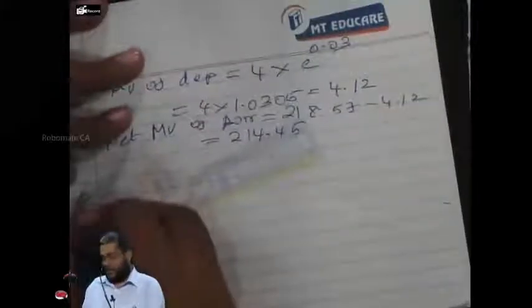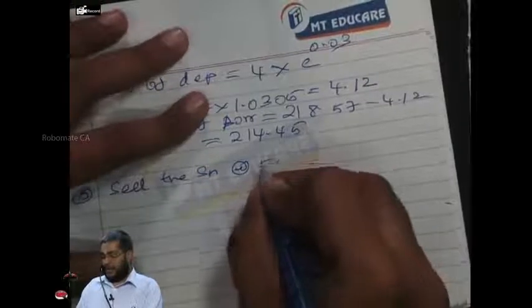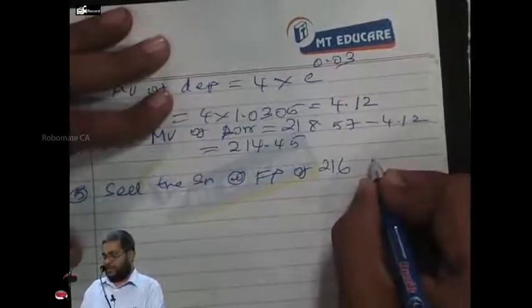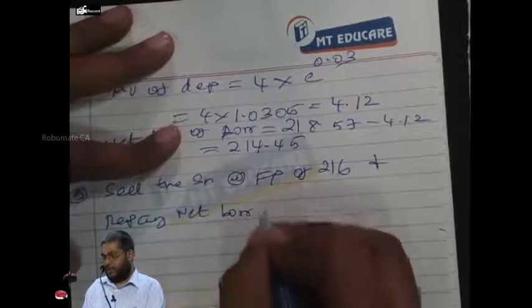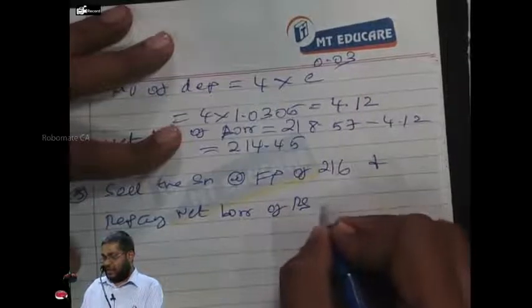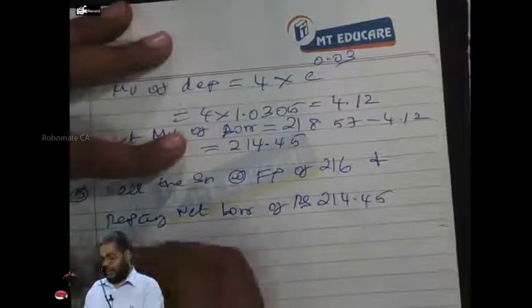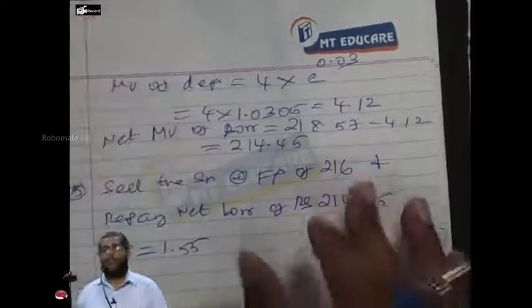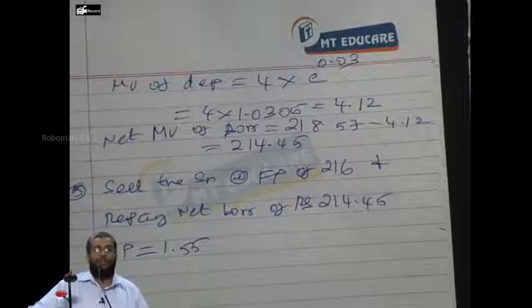Now, what will I do? Point number 5, write down. Sell the share at future price of 216 and repay net borrowing of rupees 214.45 and book profit of 1.55.